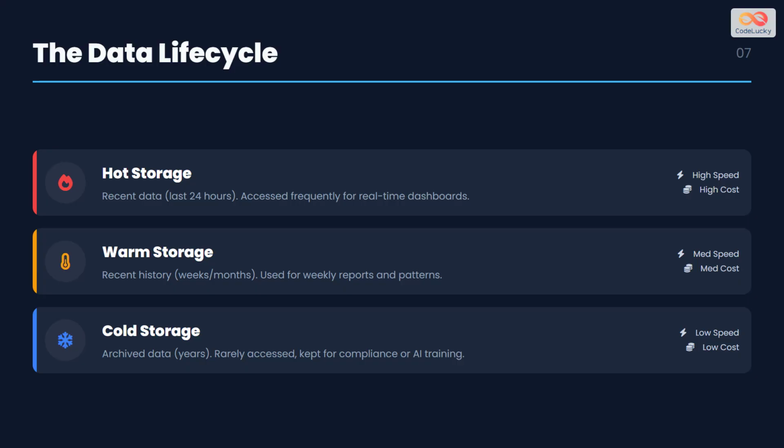Data has a life cycle. Hot data is fresh, like from the last hour, and needs to be on fast, expensive storage for instant dashboards. Warm data is a few weeks old, used for reports. Cold data is years old. We move this to cheap, slow storage just for archives or compliance. This tiering saves a lot of money.